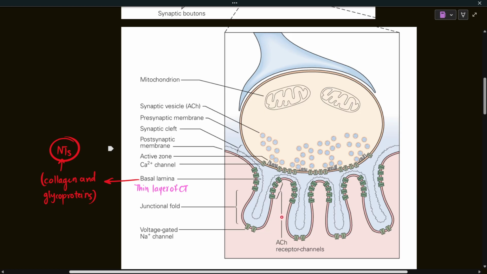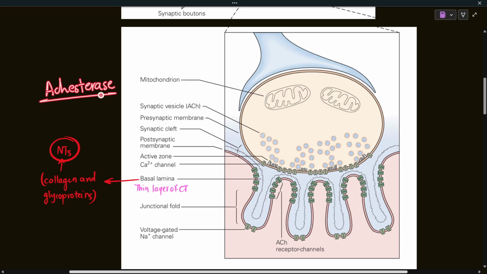We'll learn about end plate potential as well, but right now I wanted to focus on how the chemical signal arriving on this postsynaptic membrane is changed into an electrical signal. Once this is done, you have to remove the acetylcholine molecules present in the synaptic cleft. For doing this, the postsynaptic membrane releases an enzyme known as acetylcholine esterase, ACH esterase.